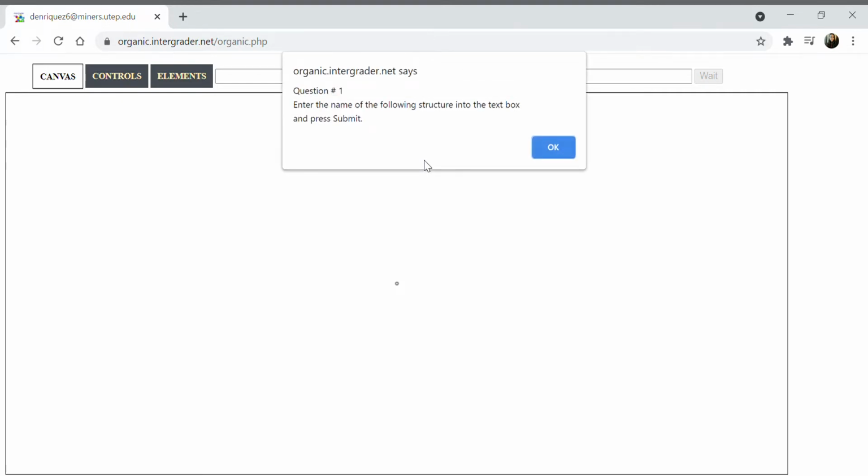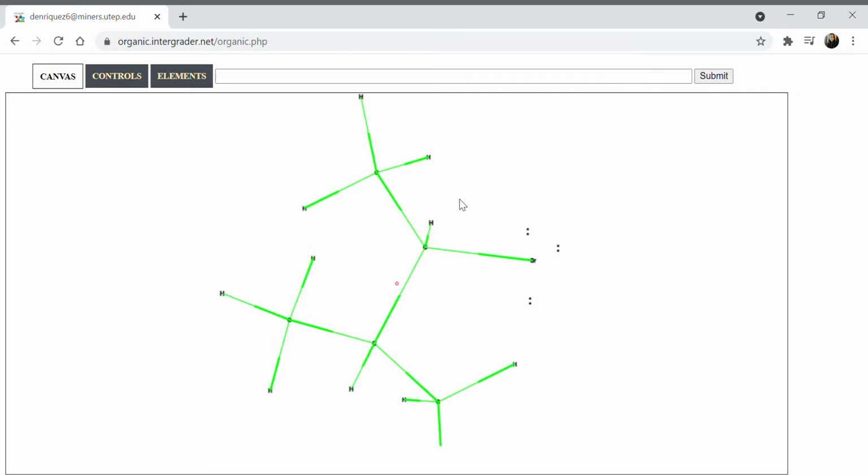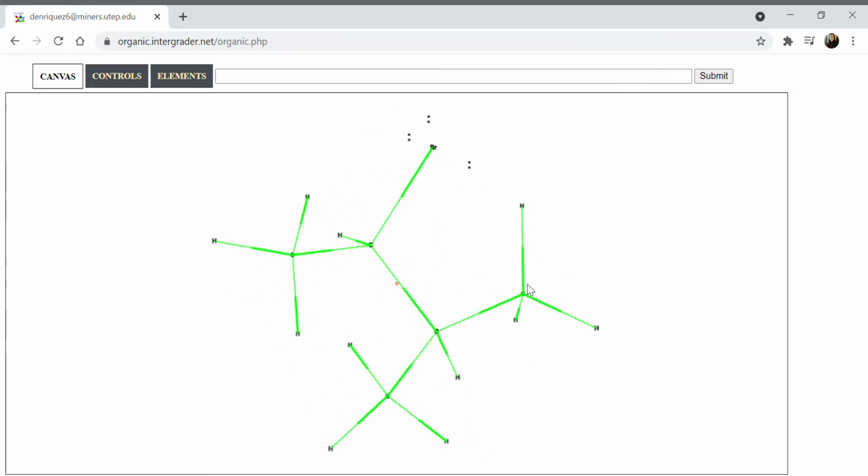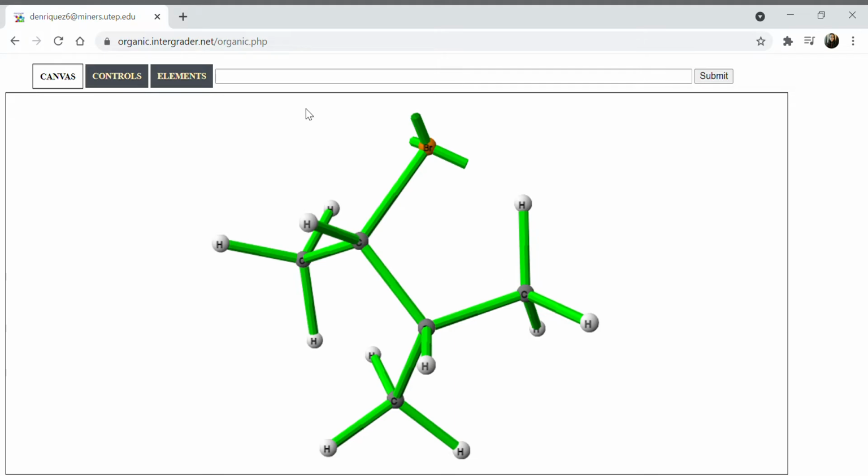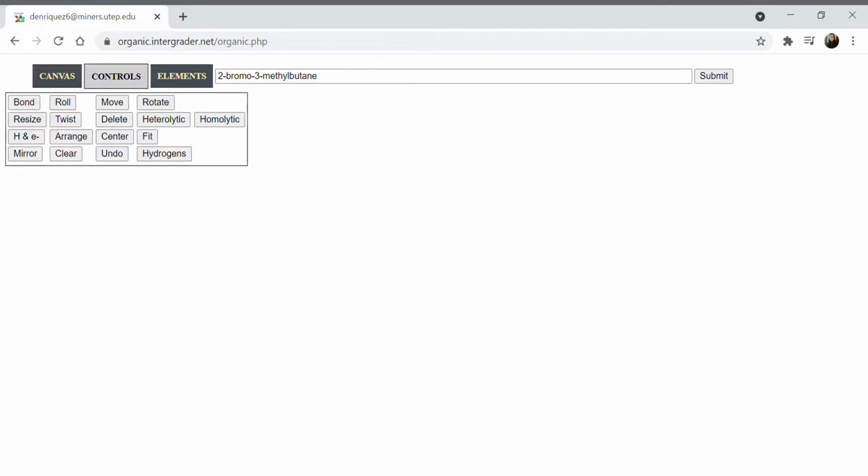Okay, this is lesson 26, and for this one, I highly recommend that whenever you're doing a naming question to always look for a chiral center. So we're going to start by getting our longest carbon chain, 1, 2, 3, 4. So that's butane. And then I have a bromine at the 2 position, so I'm going to put 2-bromo dash for this methyl over here, which is at the 3 position. So 2-bromo 3-methylbutane, and before I press submit, I'm going to look for a chiral center.